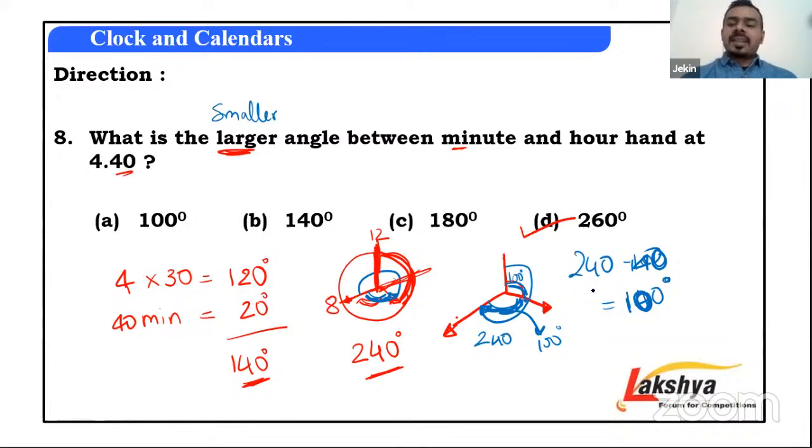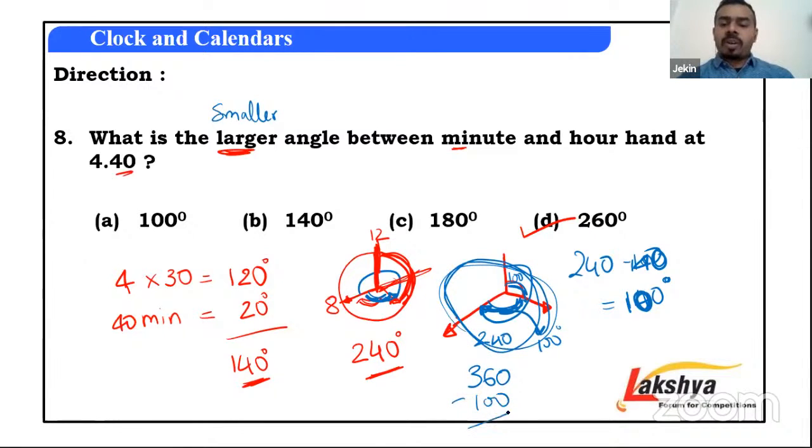How do you get the larger angle? Subtract it from 360, because your whole is 360 degrees, right? Therefore 360 degrees minus your smaller angle will give you the larger angle. The larger angle will always be more than 180, the smaller angle always less than 180. Therefore the answer is option D, 260 degrees. Yes, I hope this is fundamentally very clear to you.